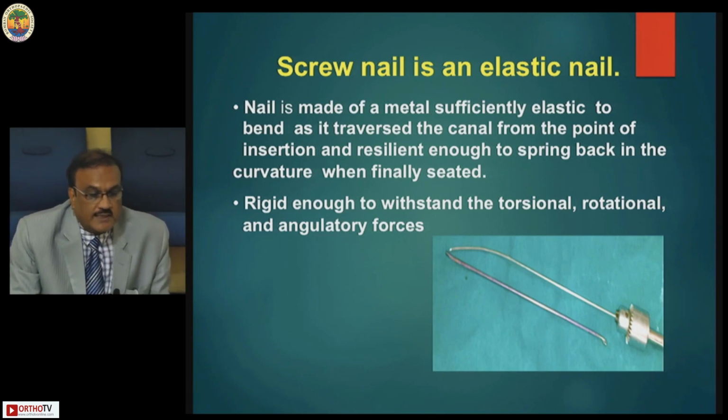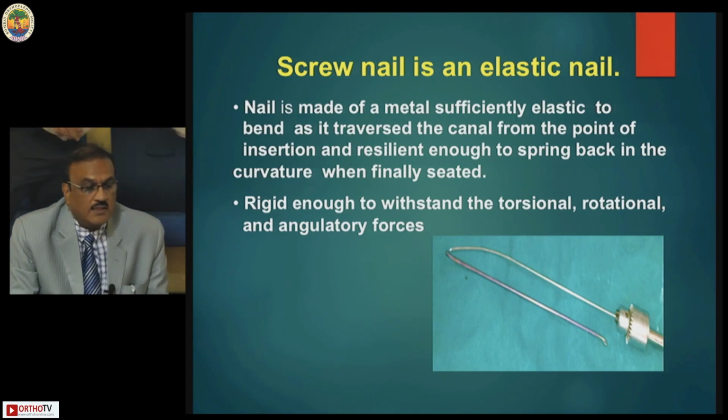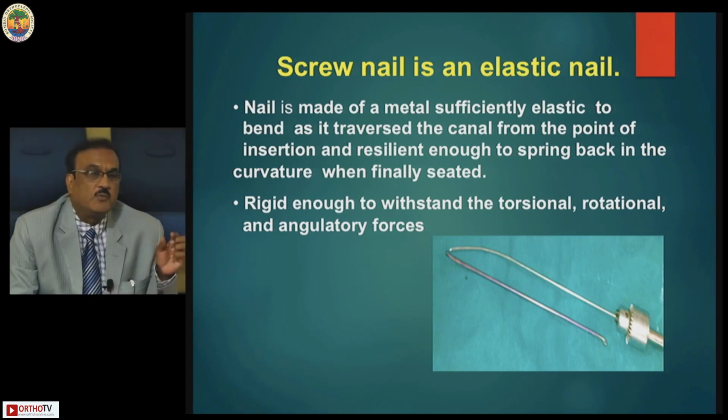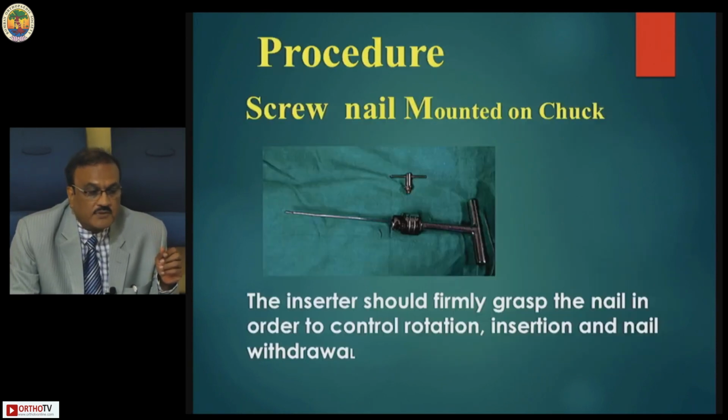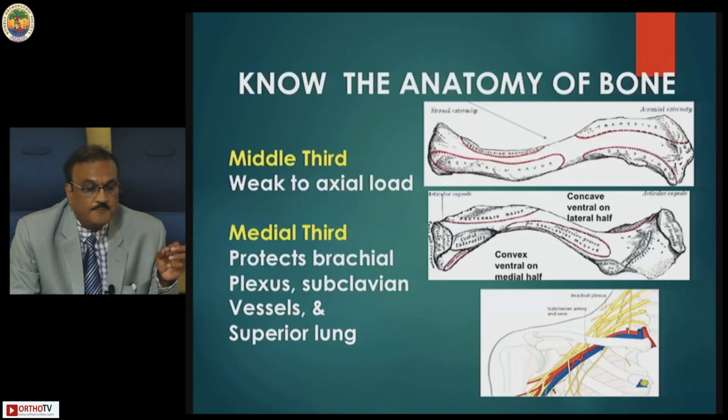Rigid enough to withstand the torsional, rotational and angulatory forces. Suppose if you use a very thin nail, probably it will not work, and with a very rigid nail of more than 3, there is the problem of stiffness. The procedure: the screw nail is mounted on a chuck. The inserter should firmly grasp the nail in order to control rotation, insertion and nail withdrawal.